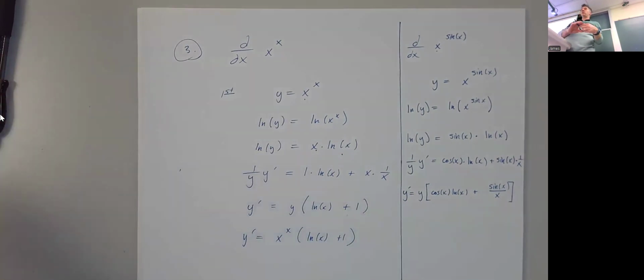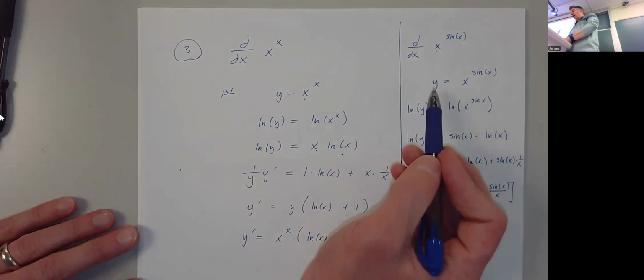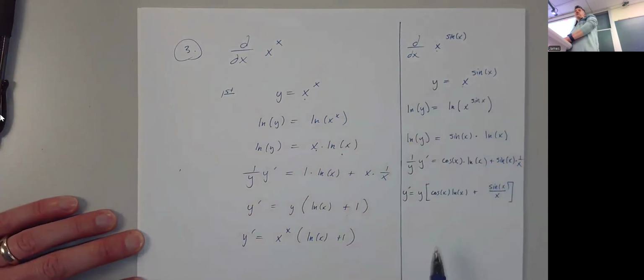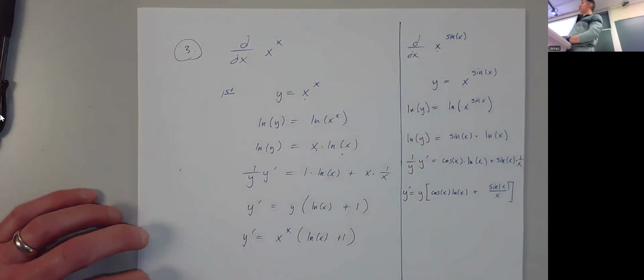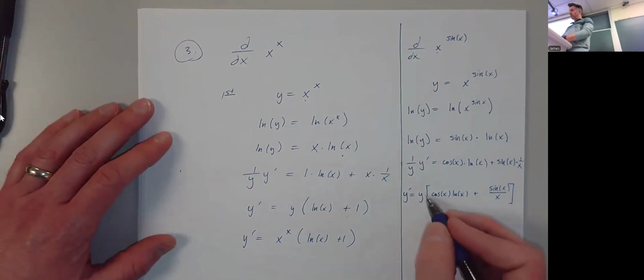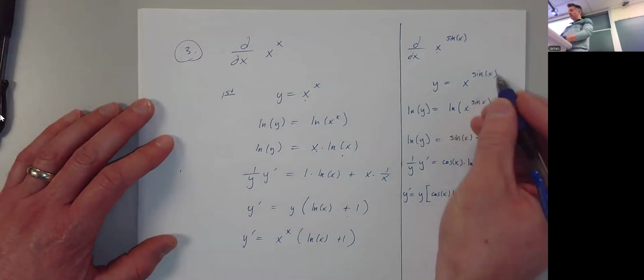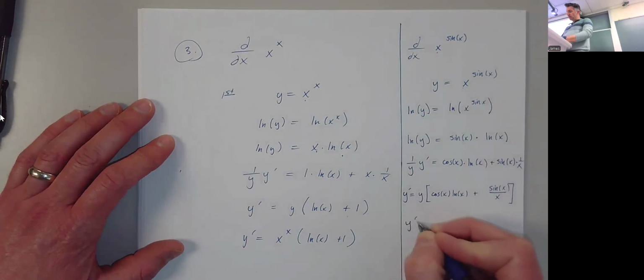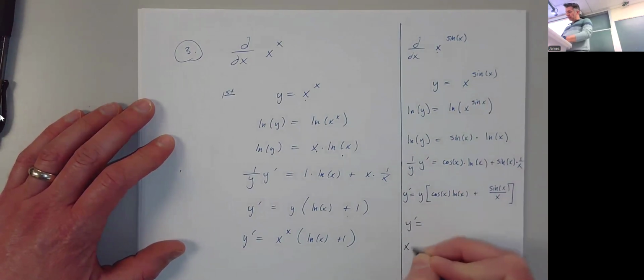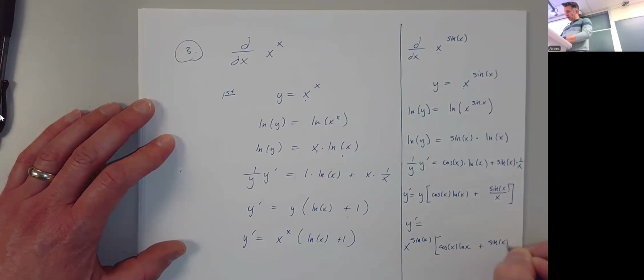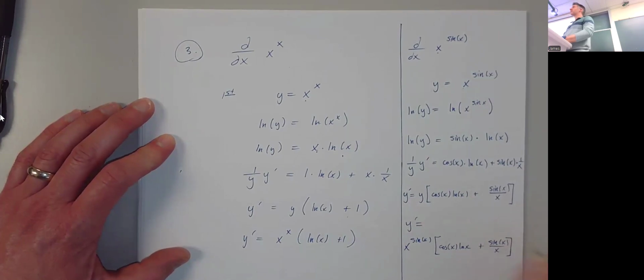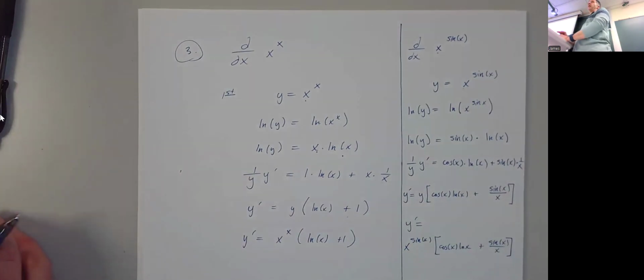Unlike implicit differentiation, where your derivative is in terms of x's and y's, if you're starting off with y as a function of x, our derivative should end as a function of just x. So we should replace y with the fact that it's equal to x to the sine of x and say our derivative is equal to x to the sine of x times cosine of x times natural log of x plus sine of x divided by x. That's our final lovely answer.